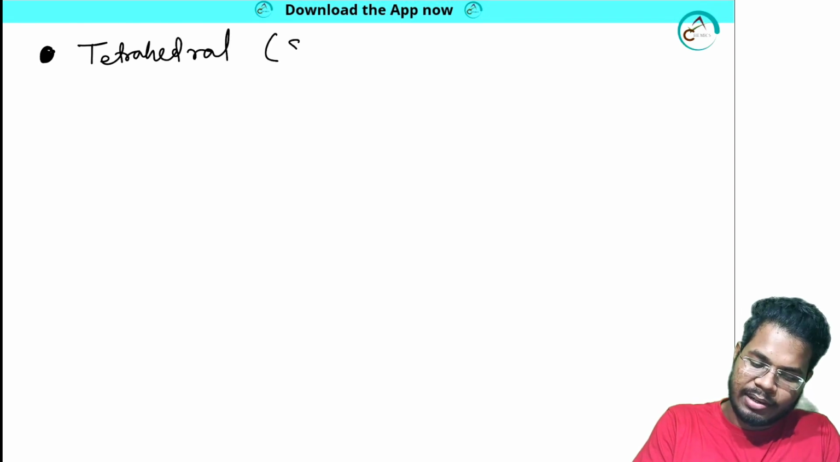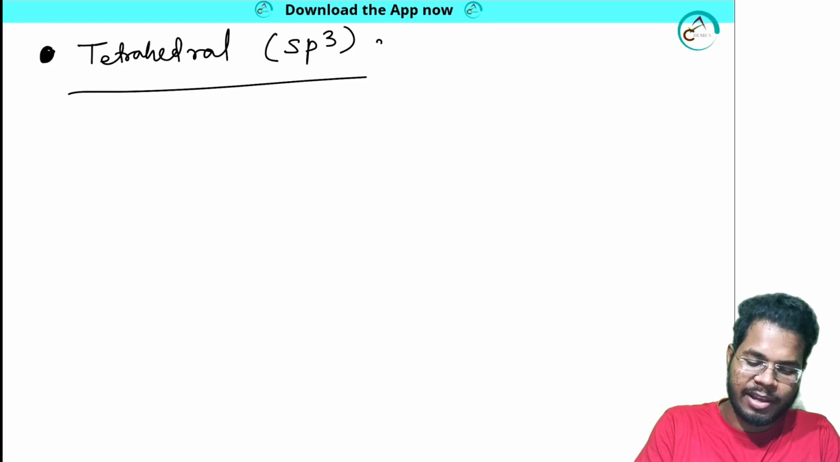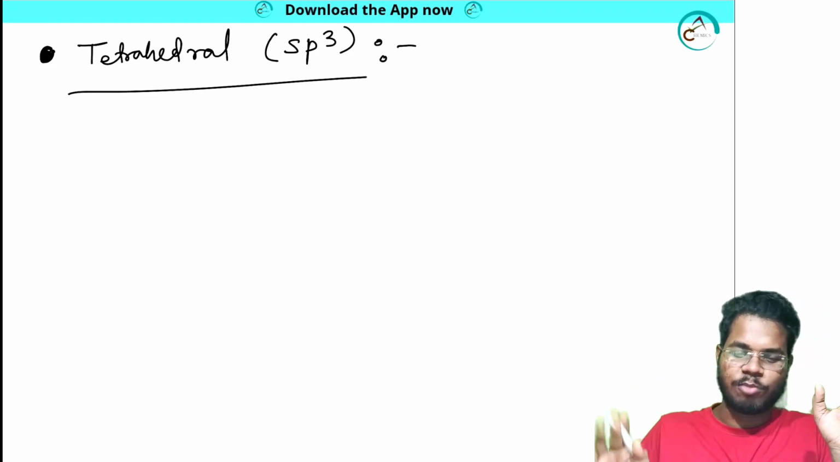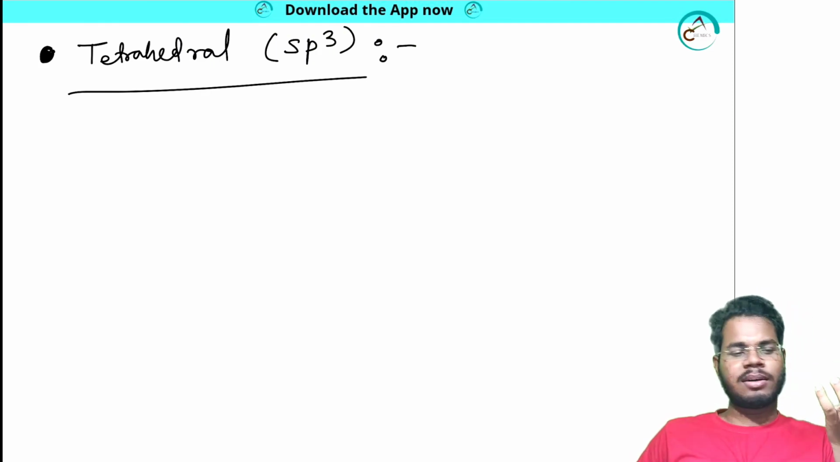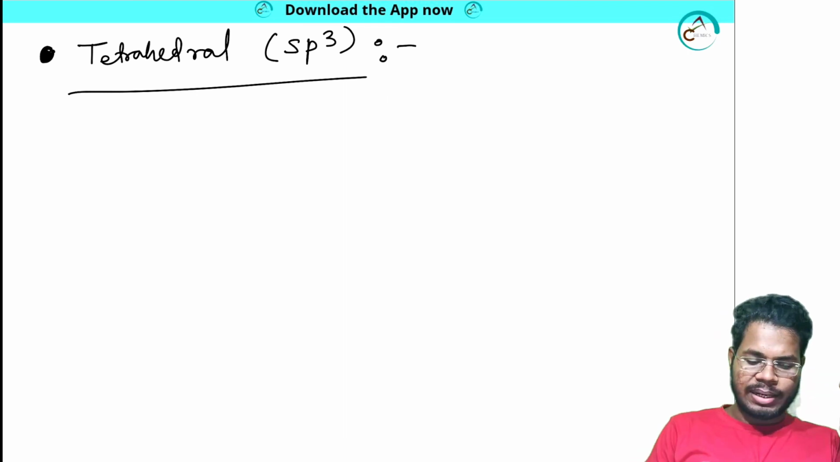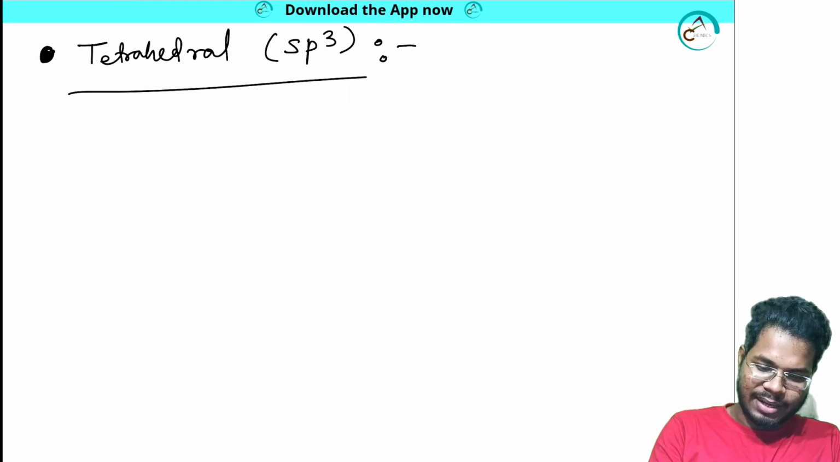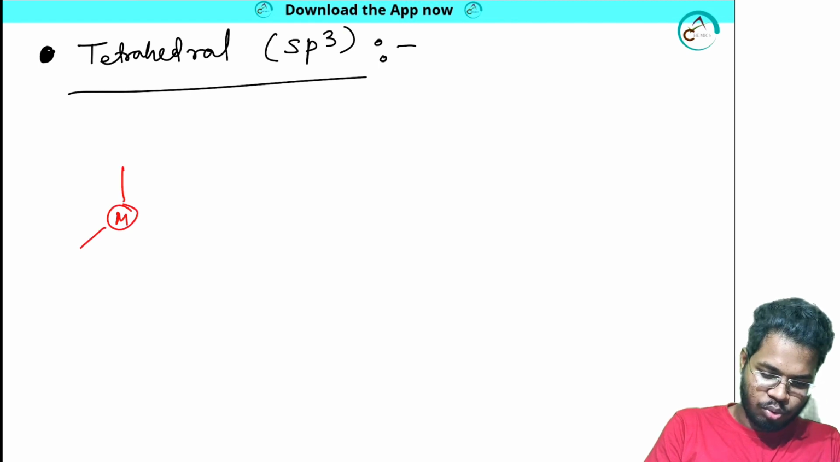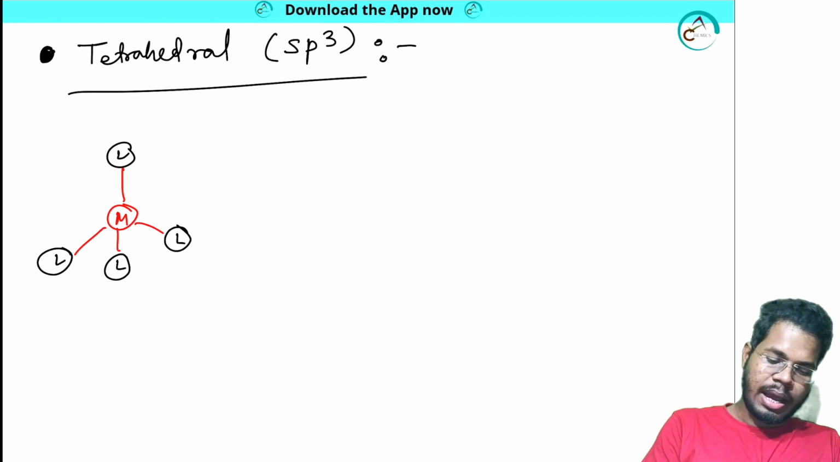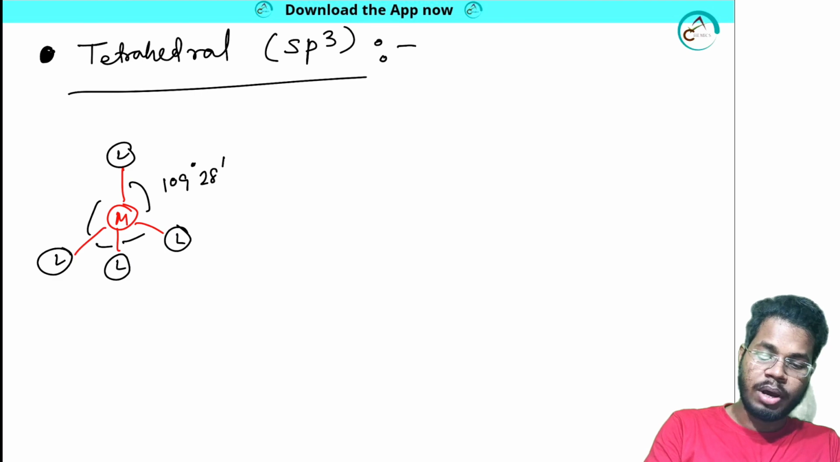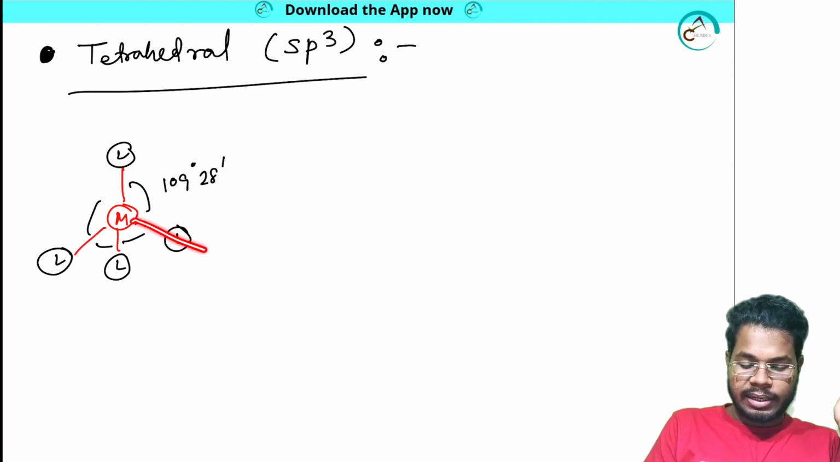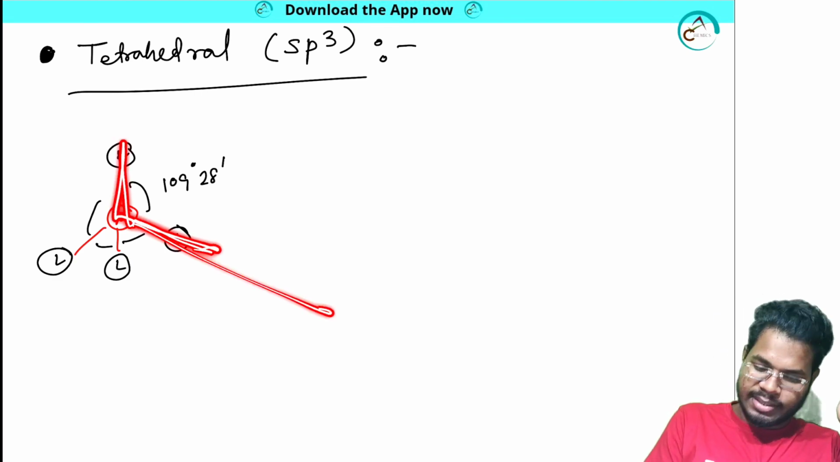And if you know already that tetrahedral system has sp3 hybridization, if you know already, otherwise forget this sp3 part. So how is sp3 hybridization occurring generally? In a tetrahedral system, the system looks like this: M, ligand 1, ligand 2, ligand 3, ligand 4, and each of these angles is 109 degree 28 minutes. So you cannot expect that this and this will be on the x-axis, this will be on the y-axis.